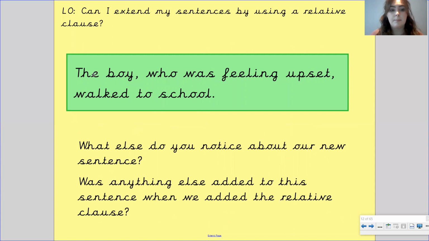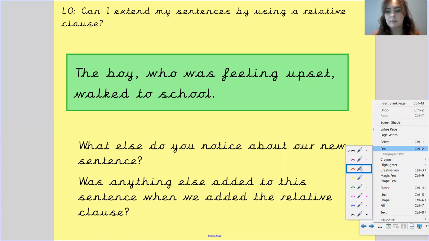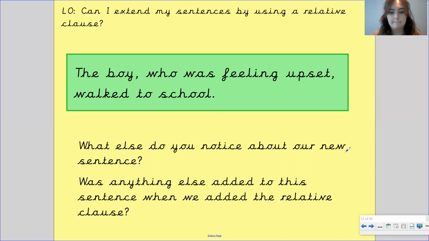With this sentence, the boy who was feeling upset walked to school, what else do you notice? Was there anything else that was added into this sentence when we added in our relative clause? Pause the video to have a think. Okay, well done. If you got that, we also added in commas. So we put in a comma after the word just before we put in our relative clause, and then we put in a comma after our relative clause.